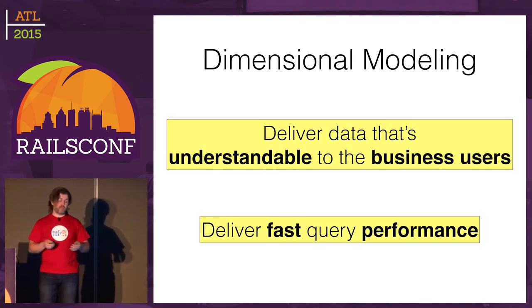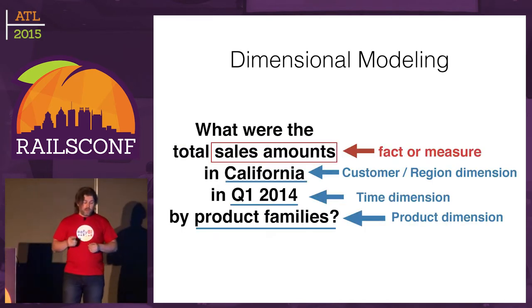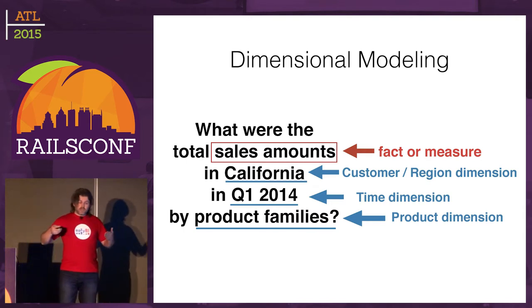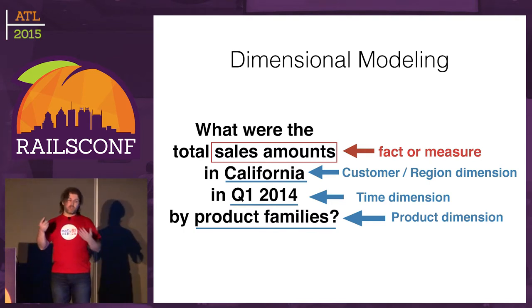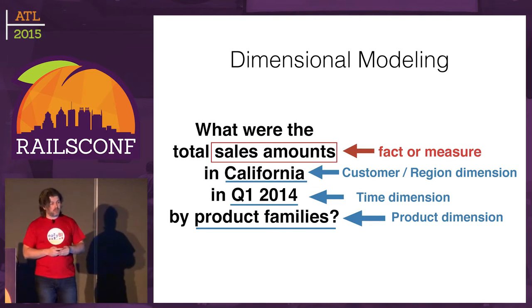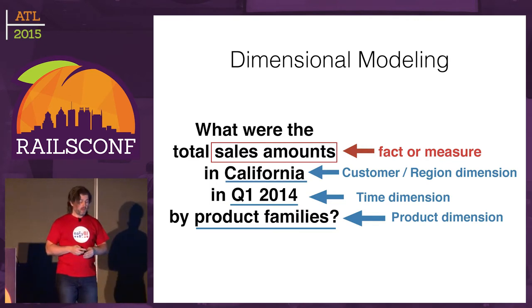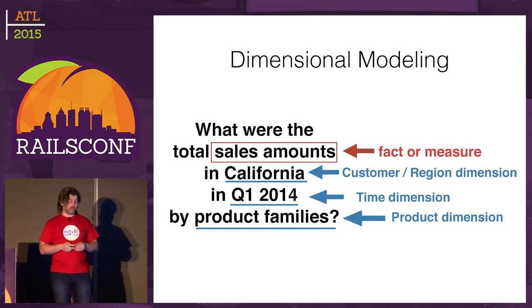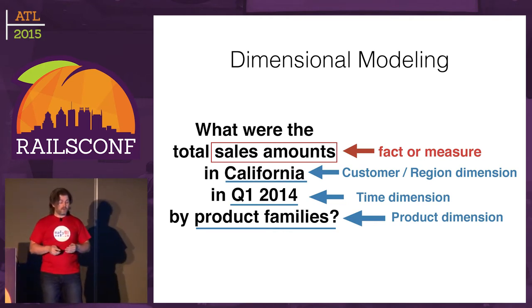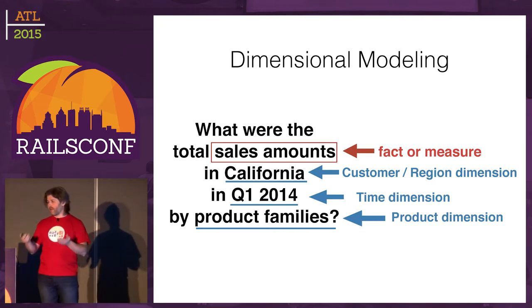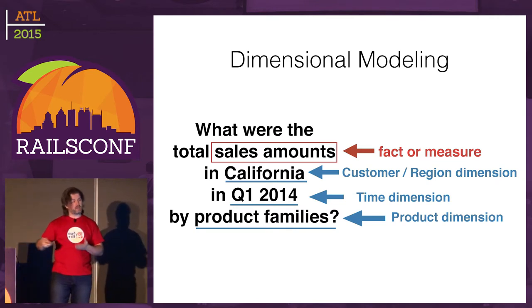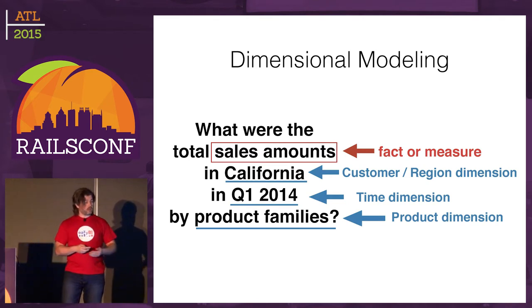And how do we do this dimensional modeling? When doing dimensional modeling, we need to identify which are these terms that we see in these business questions, these analytical questions, and model our data structures based on that. So let's look again at this question. What were the total sales amounts in California in Q1 2014 by product families? So the first thing we will always notice, there will be some so-called facts or measures. These are some numeric measures that we would like to aggregate by some other dimensions. And by other dimensions, which we can identify in these questions.